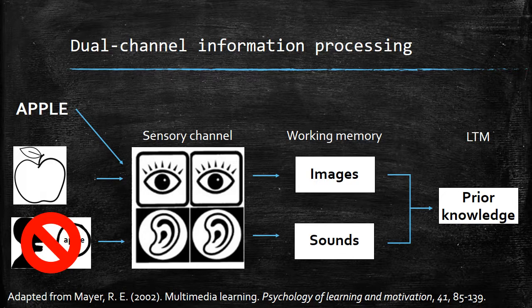However, what if we write the word apple on the board and show the picture of the apple? Instead of hearing and seeing the apple, we are seeing the apple and seeing the word apple. Our brain processes visual text through the visual channel, so when information is more complex, we run the risk of overloading the visual channel. As you see here, both the picture of the apple and the word apple are being processed through the visual channel.